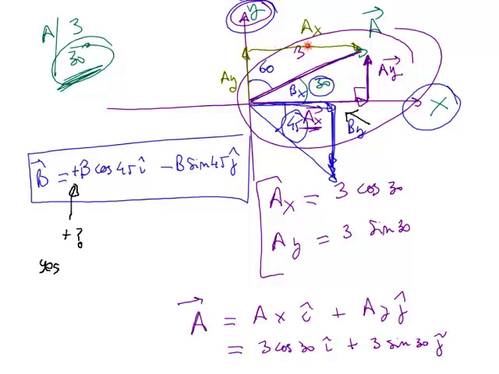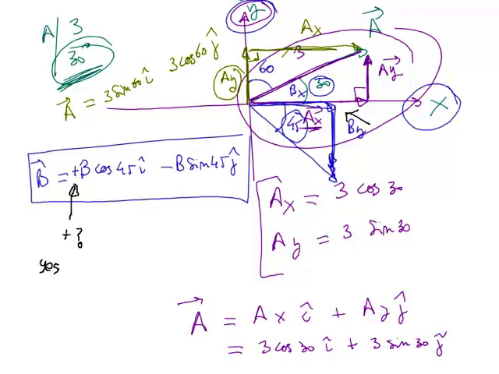Now here, as you look at this right angle triangle, then same technique. AY is the adjacent to the angle. Therefore, AY is 3, since it's the adjacent, it's going to be cosine of 60, and that's the j. And AX, in this case, is the opposite to the angle 60. Therefore, it's going to be sine times the magnitude, and that's the i vector.